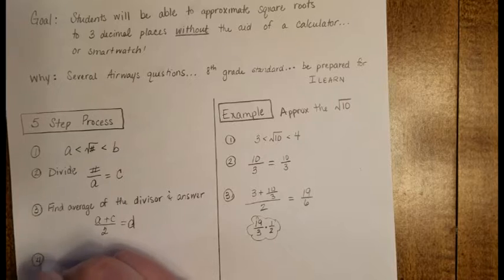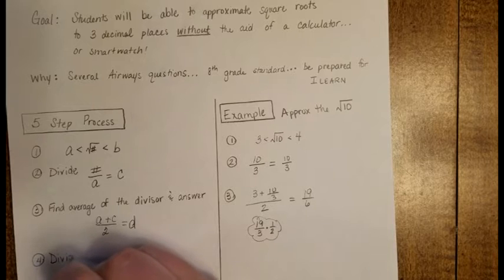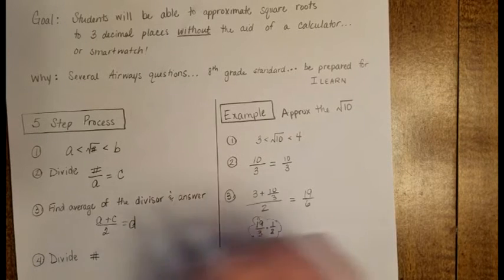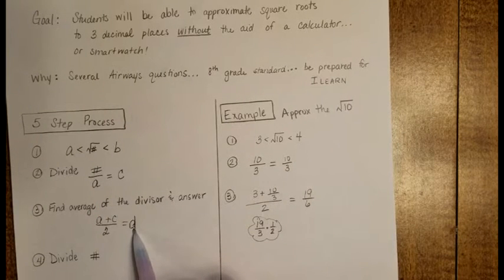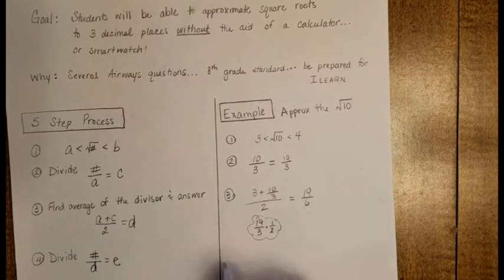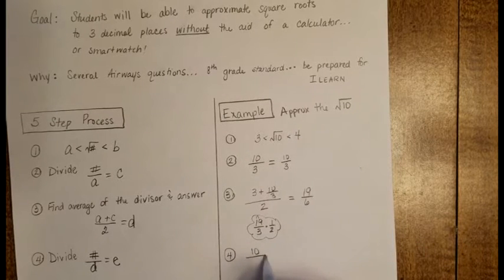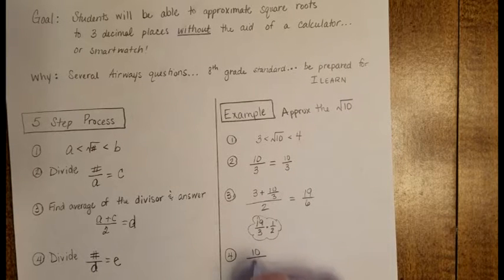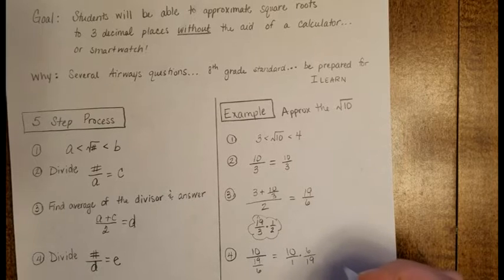Step 4. After I've done that average, I go back and I do a new division. So now I'm going to divide my original number that I was trying to square root, but instead of dividing it by the smallest integer value, I'm going to divide it by that new number I found, which was D. And whatever that answer is, we're going to call E. So step 4 over here will look like this. I need my original number, 10, divide it by D, which was the last answer I just found, 19/6. Okay, that's the same thing as 10 over 1 times 6 over 19, or that gives me 60/19.